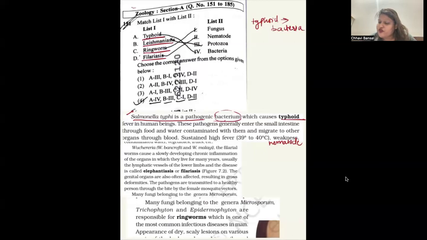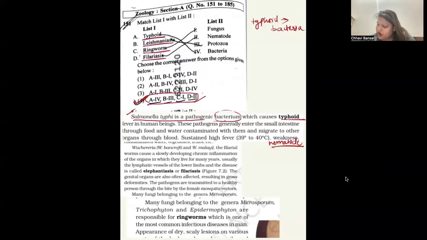Let's look for the option with A4. There is only one option, the fourth option, with A4. See, this is so easy. If you know even one option, you can tell the correct answer here, right? But let's check if the other options match or not as well. Wuchereria bancrofti is a nematode which causes filariasis. So option D should be 2. Yes, this is also correct.